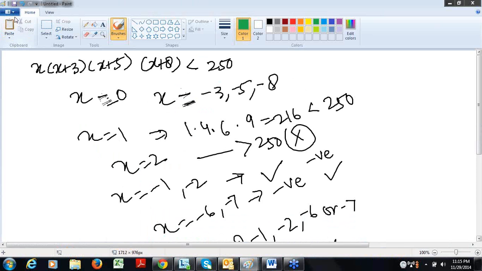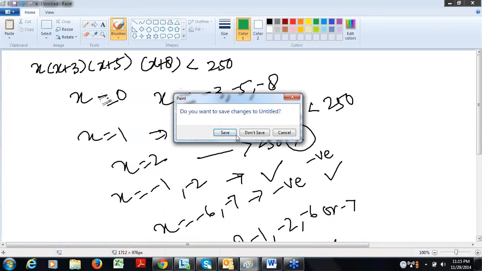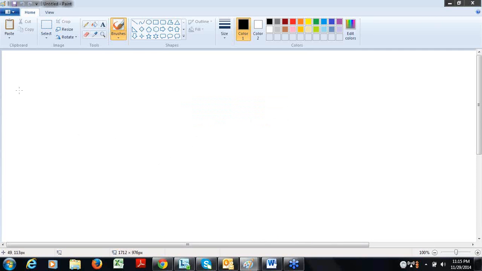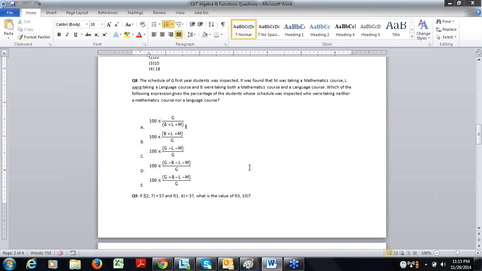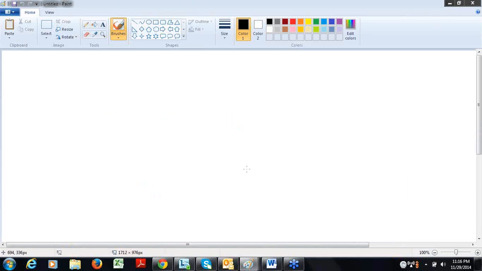Okay, question number 8. Here we go. What does it say? The schedule of G first year students was inspected, and it was found that M was taking a maths course, L a language course, and B both a mathematics course and a language course. Which of the following expressions gives the percentage of students whose schedules were inspected who were taking neither a mathematics nor a language course? It's a simple, straightforward question.